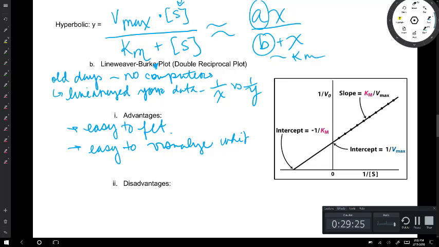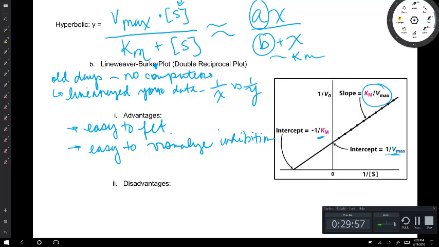and it also makes it really easy to visualize inhibition. So it makes it very easy to see how the Km and the Vmax change when you add an inhibitor. Because the y-intercept is equal to 1 over the Vmax, the x-intercept is equal to negative 1 over Km, and the slope is Km over Vmax. So you'll see in a second, it's very easy to visualize inhibition.